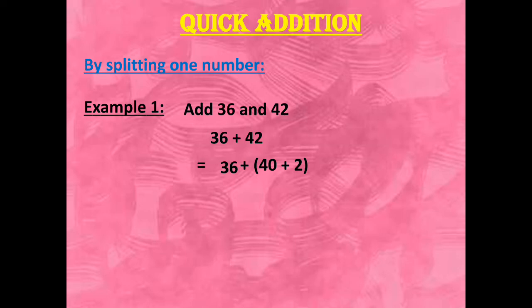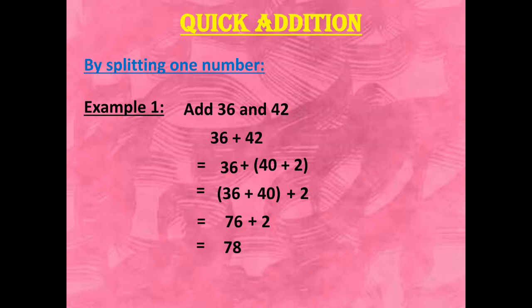Now we are going to change the order and add it. The number is 36 plus 40 plus 2, but we are changing the order here, that is we are taking 36 plus 40, the tens value, and then we are separately adding the 1 digit, that is 2. So 36 plus 40 is equal to 76, plus again we are adding 2. So 76 plus 2 is 78.